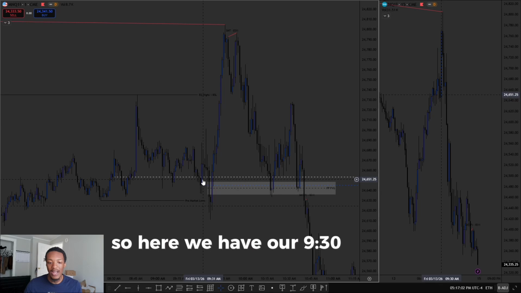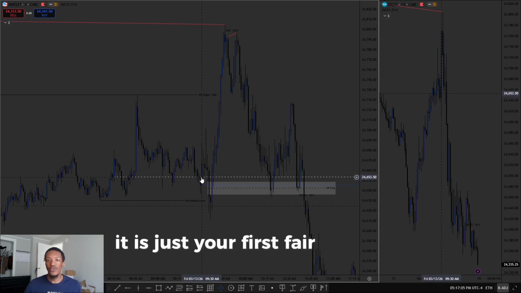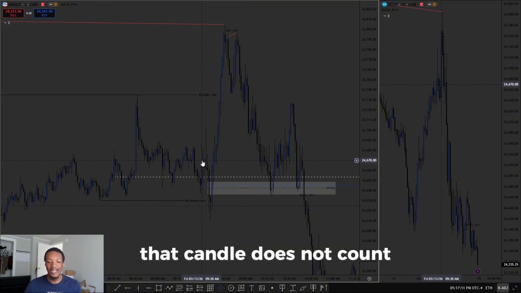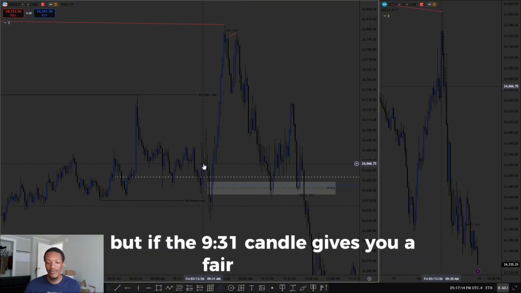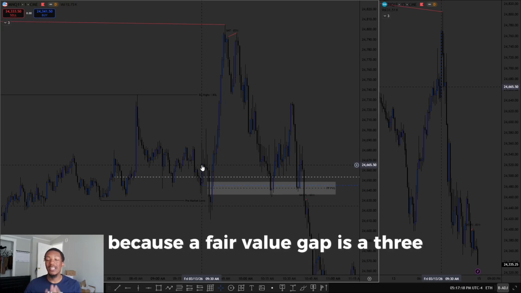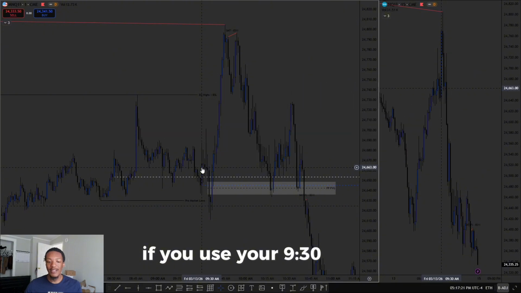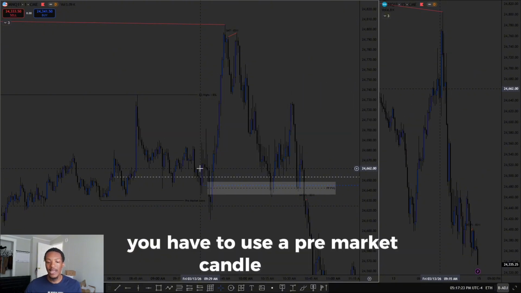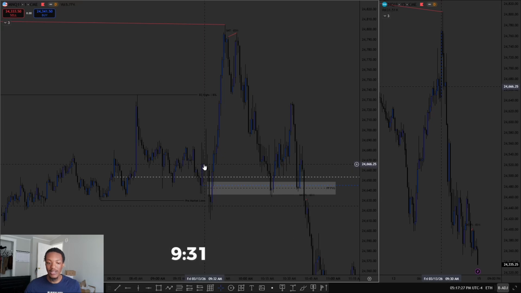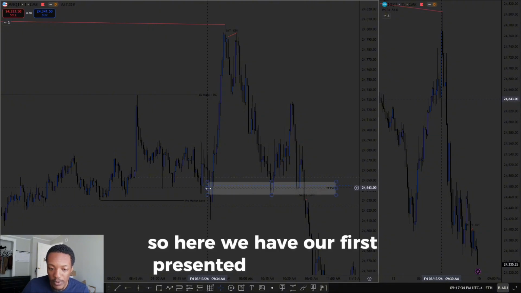So here we have our 9:30 market open. It is just your first fair value gap after 9:30. So if the 9:30 candle gives you a fair value gap, that candle does not count. But if the 9:31 candle gives you a fair value gap, that candle does count. And 9:30 doesn't count because a fair value gap is a 3 candle pattern. If you use your 9:30 candle, you have to use a pre-market candle as well. But if you use your 9:31 candle, you use your 9:30, 9:31, and 9:32 candle, which are all New York AM open candles. So here we have our first presented fair value gap.